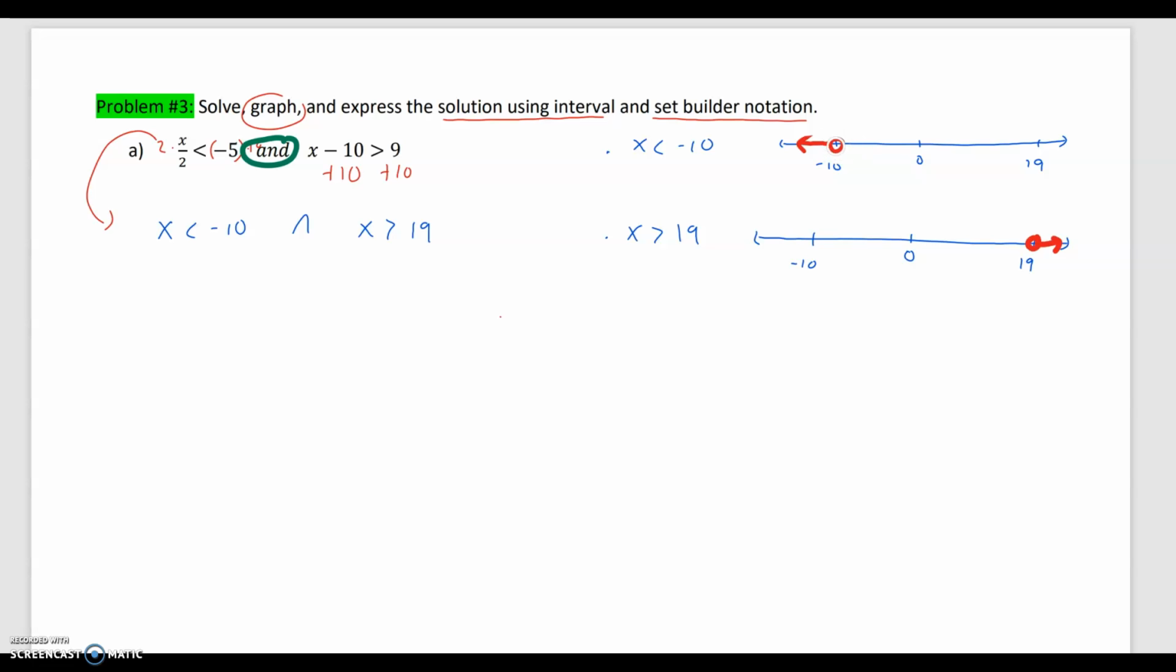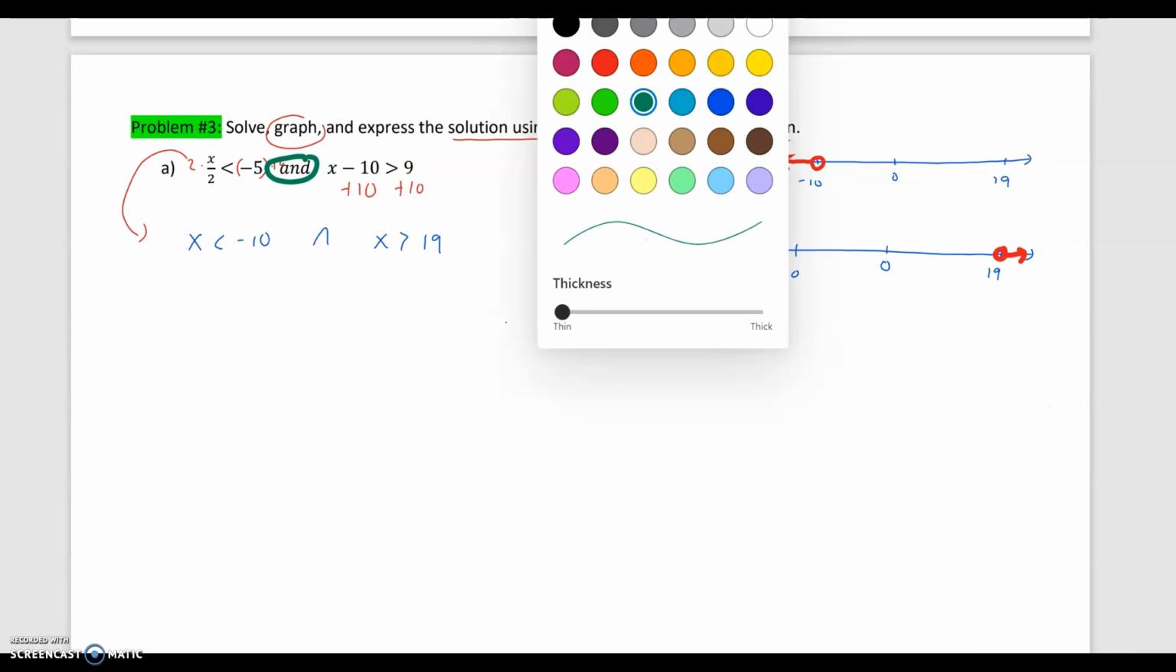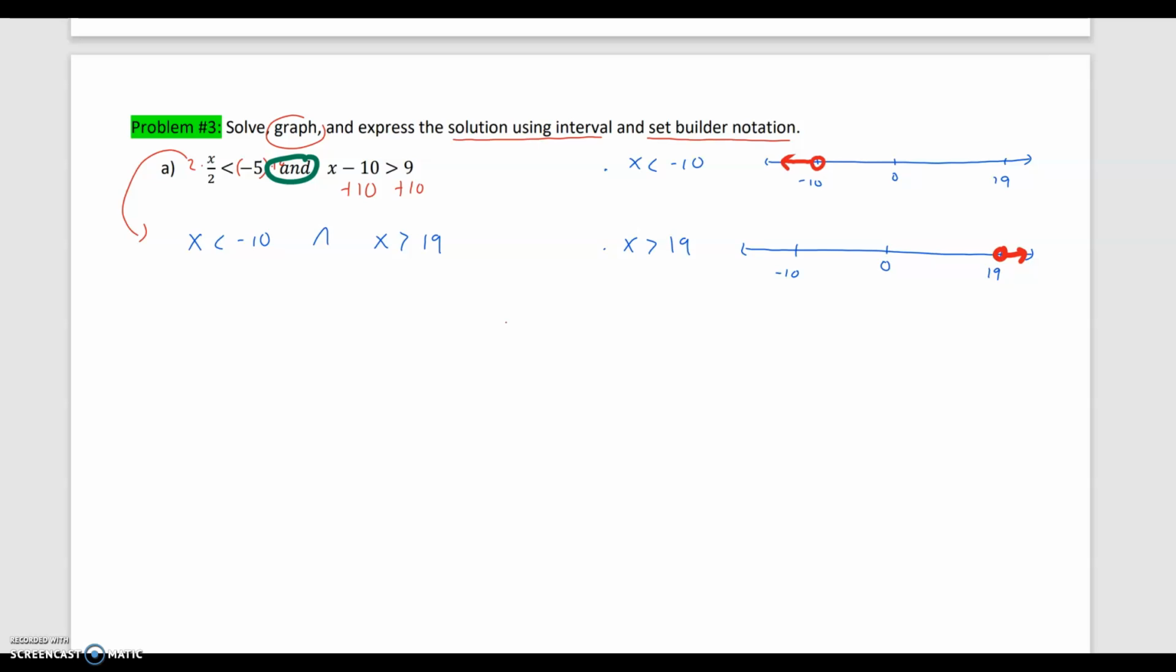So x is less than negative 10 means from negative 10 to the left. And x is greater than 19 means from 19 to the right. So in terms of our solution, this is a no solution. So let me write it as solution. We simply say no solution. The graph, even though they're asking us to provide a sketch, we simply would say this is 0, this is 19, this is negative 10, and no value shaded.